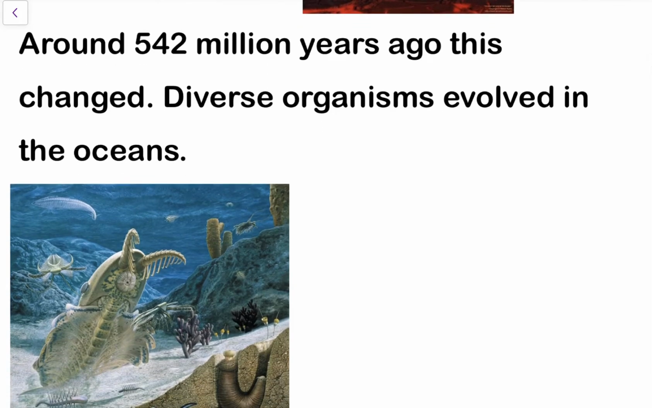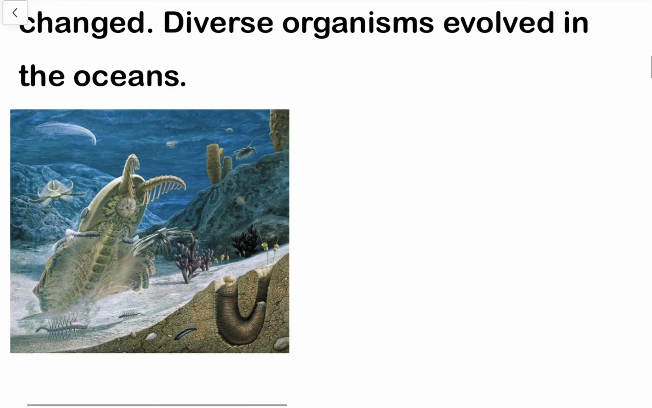However, around 542 million years ago, this changed. This is when we had what we call the Cambrian explosion. In the Cambrian explosion, diverse organisms evolved in the oceans. Okay, life started to form, multicellular life, large creatures, large organisms of all different species started to evolve and develop on the planet.